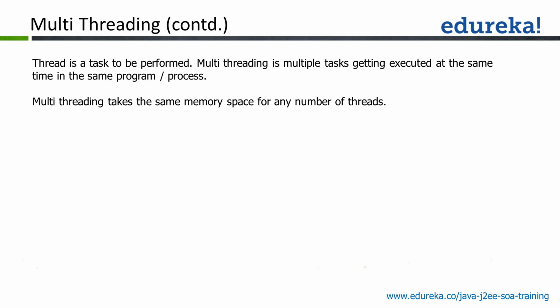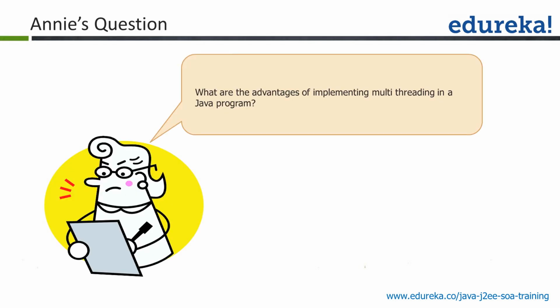So coming to the multi-threading part, how we can come up with the multi-threading? Thread is a task to be performed and multi-threading is multiple tasks getting executed at the same time. So that's like the parallel programming or the concurrent programming. So multi-threading will take the same memory space. So it means that memory is not wasted, it is utilized somehow.